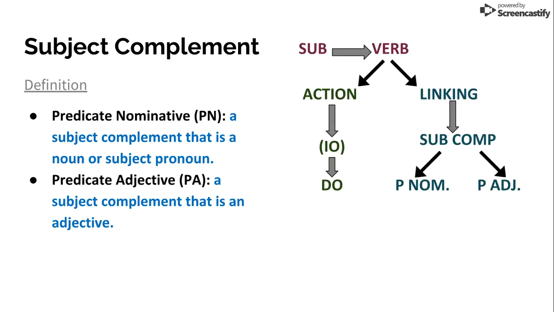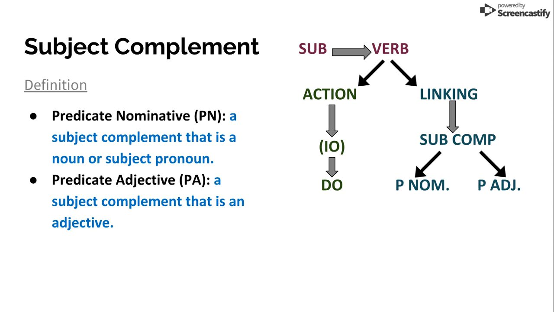When we label subject complements, we get specific about their function. The two types of complements are determined by their function. A predicate nominative, or PN, is a noun or subject pronoun. It renames the subject. A predicate adjective, or PA, is an adjective. It modifies or describes the subject.